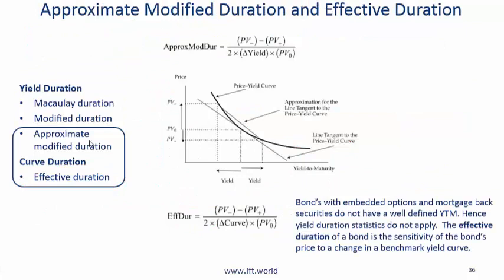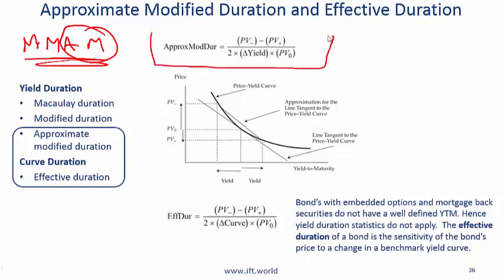Then the next thing in our MAM scenario is approximate modified duration, and this is also very important. This formula you need to learn. Approximate modified duration is the price negative. Negative means when the interest rate goes down. So PV minus is actually higher than PV plus. PV plus is when interest rates go up. So you do PV minus minus PV plus over 2 times delta y. Delta y is the change in yield on either side in decimal. And then times PV naught, that's the initial price.